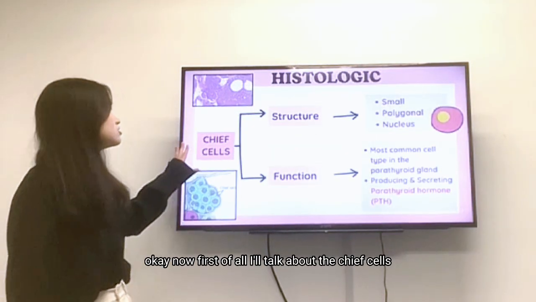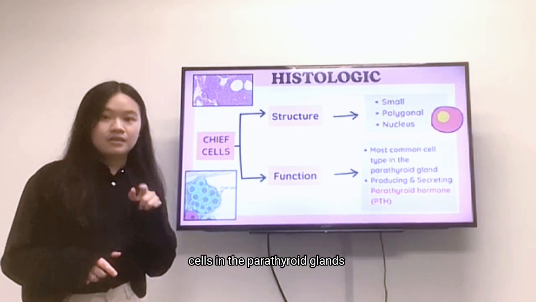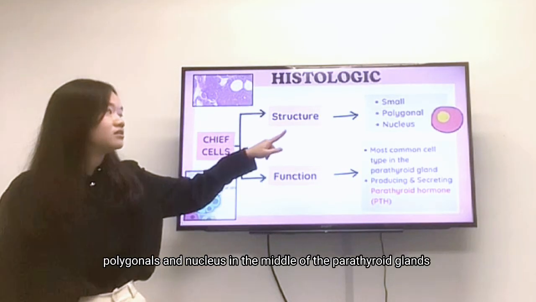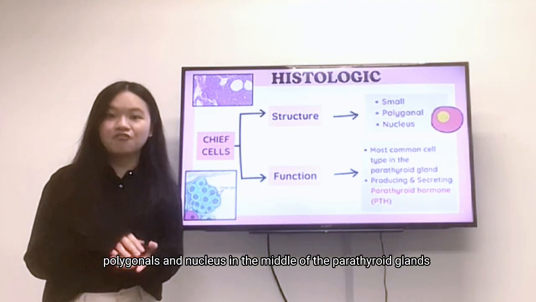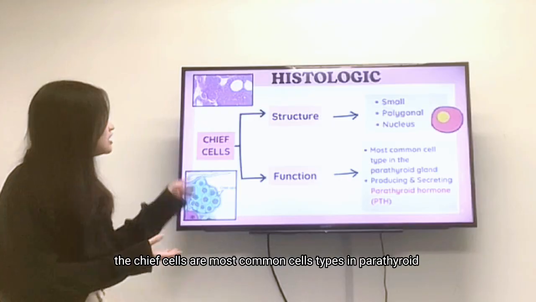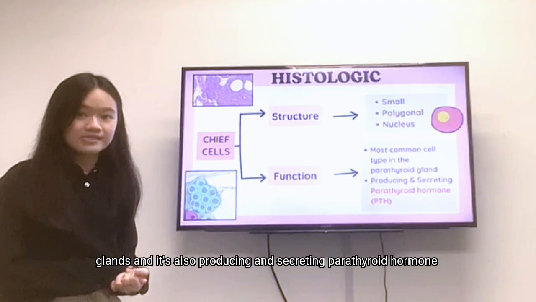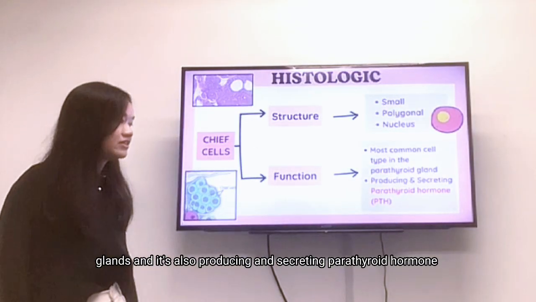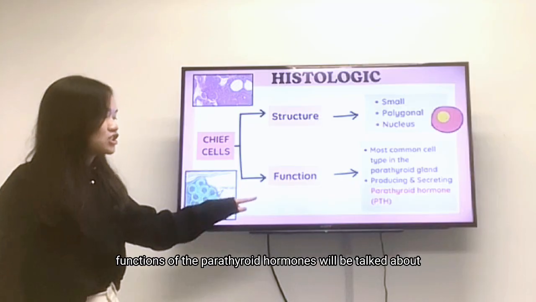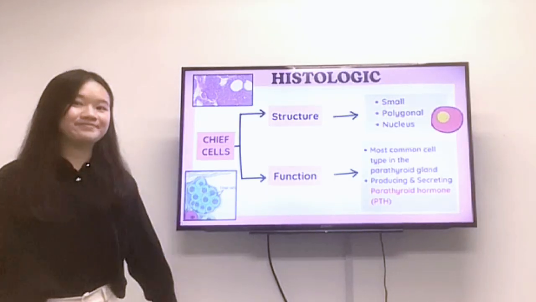First of all, I'll talk about the chief cells. Chief cells are very functional cells in the parathyroid glands, and the structure of the chief cells is small and polygonal, with a nucleus in the middle. And what are the functions? The chief cells are the most common cell type in the parathyroid glands, and they produce and secrete parathyroid hormone, PTH. The functions of the parathyroid hormone will be talked about by my friend Jessie.